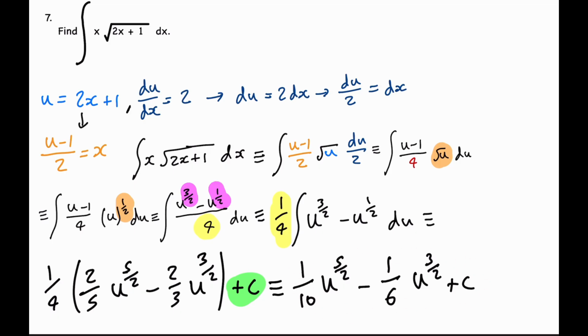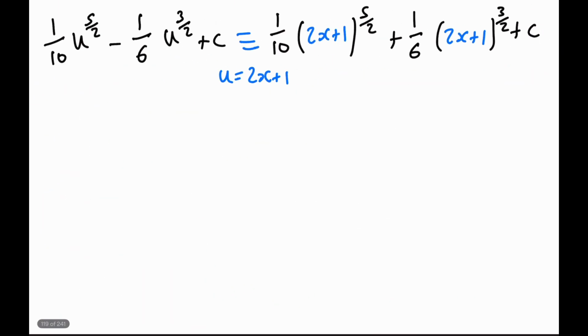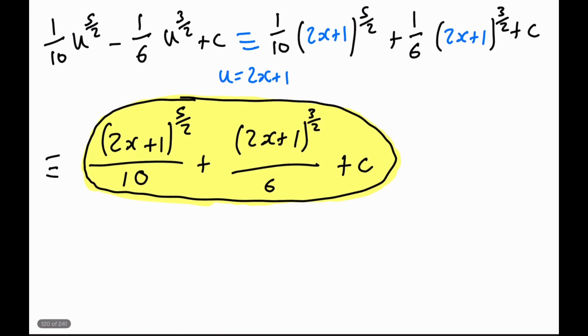But now, because they asked us to integrate in terms of x and leave it in terms of x, we'll substitute back what our u value was from before. So we'll substitute our u as 2x plus 1. So this was our integration in terms of u. Let's just substitute our x value back. And this will be our final integration for the question that we had before.